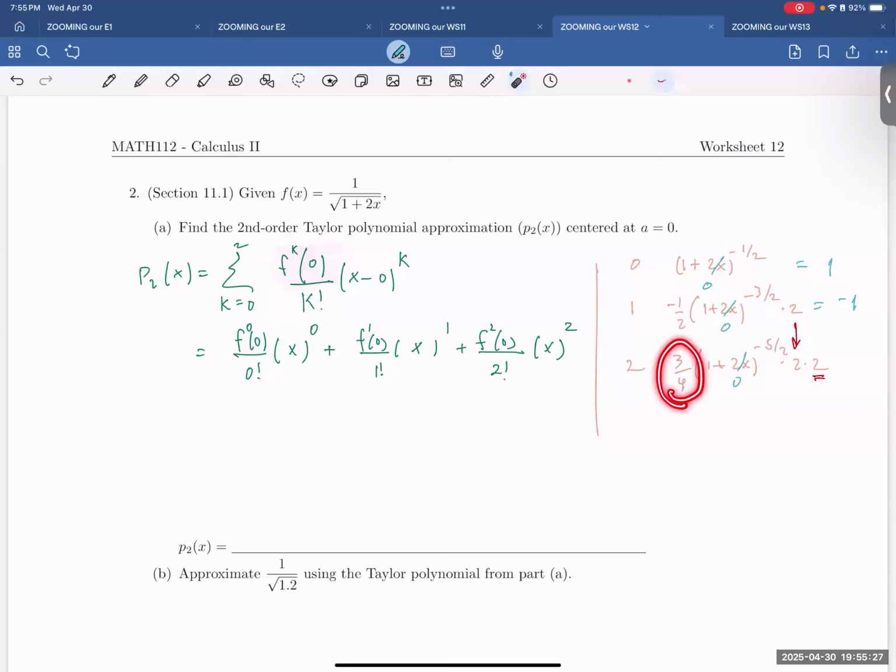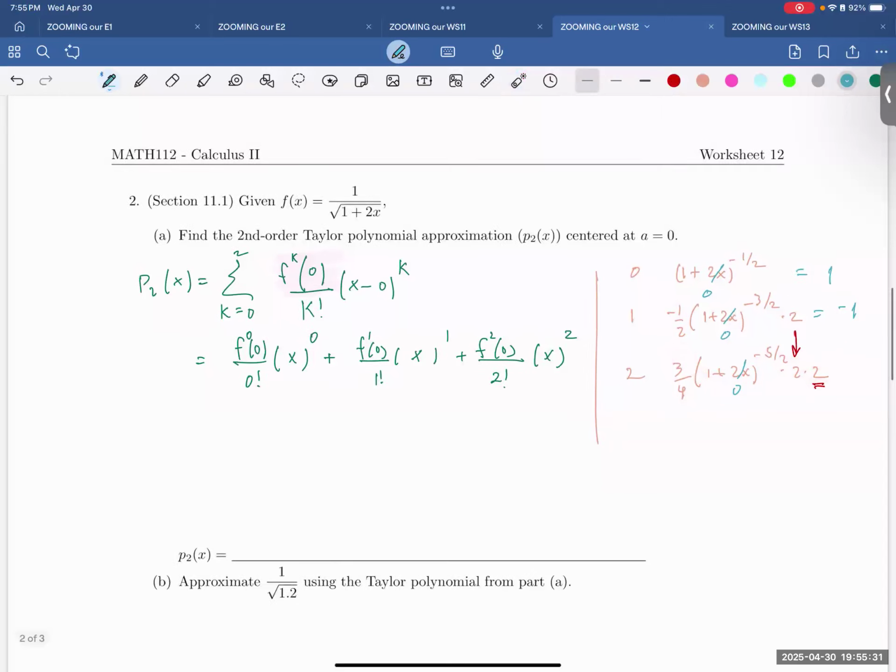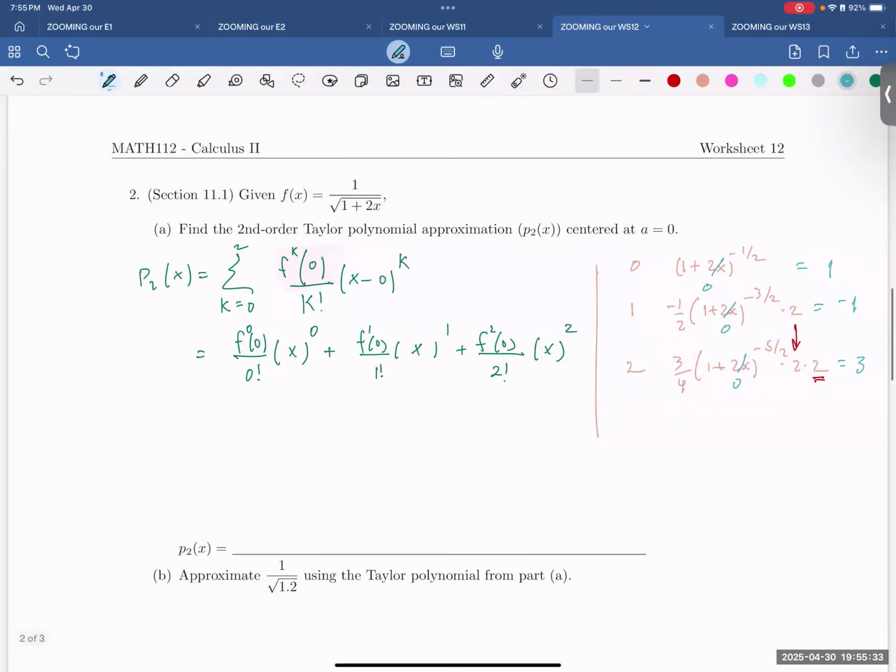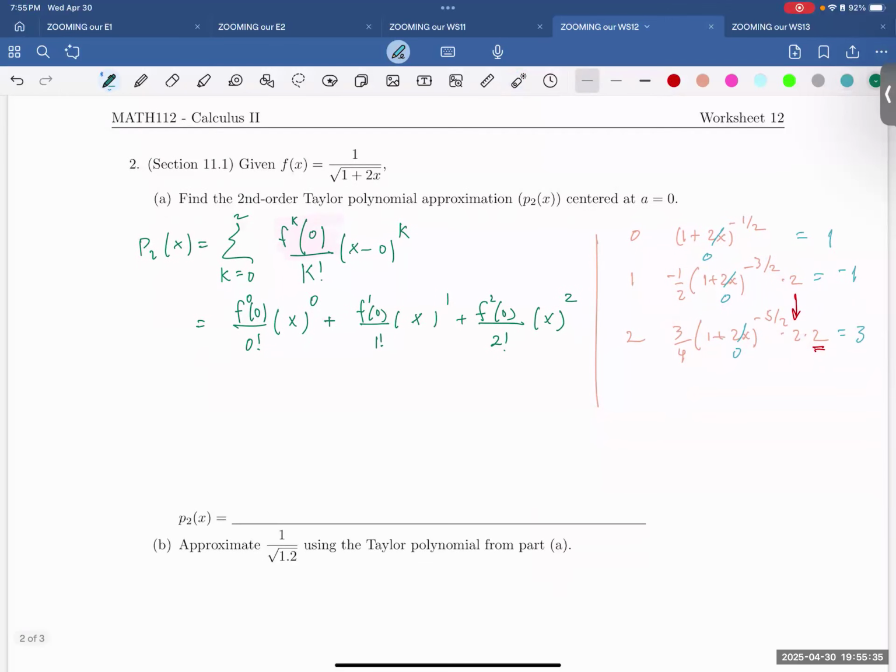Then 3/4 times 4 is going to be 3. So those are our coefficients. Come back over here, and we would have 1 over 0 factorial, x to the 0. I'm not going to put x in parentheses anymore, minus 1 over 1 factorial, x plus 3 over 2 factorial x squared.